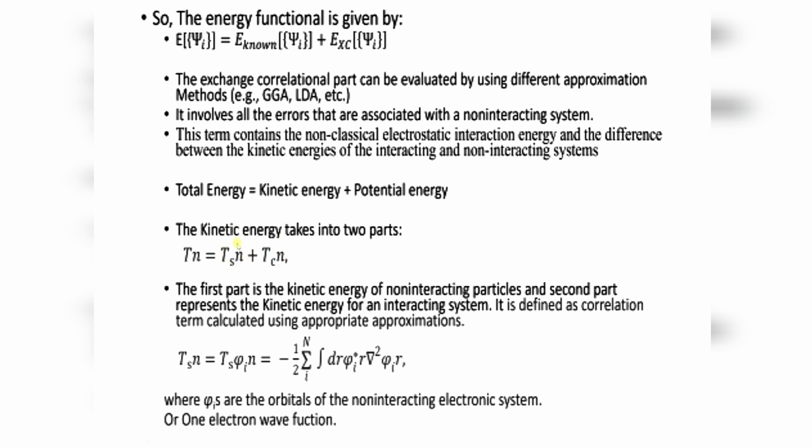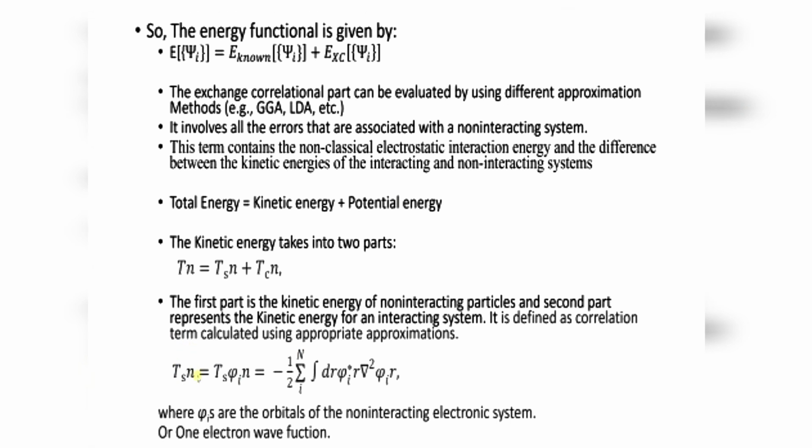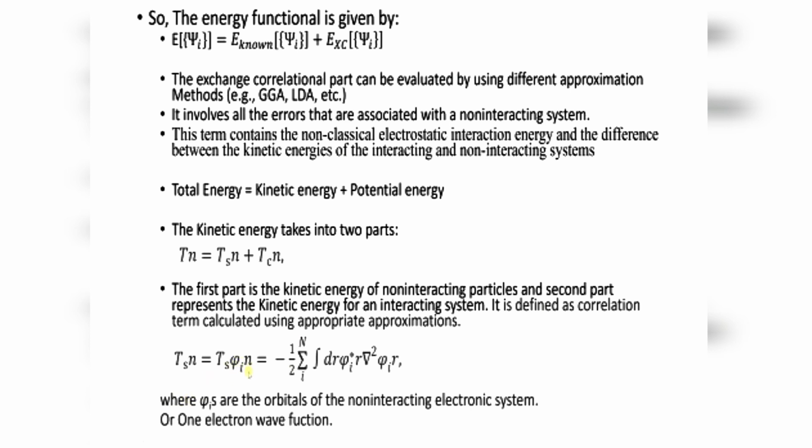And again, the first part, the kinetic energy of the non-interacting particles, can be represented by Ts[phi_i][n] equal to minus 1 by 2, summation i to N, integration dr phi_i star(r) del squared phi_i(r). This is the equation through which we can calculate the value of TSN. Again, let me mention that TSN can be calculated, whereas TCN, the correlation term, cannot be calculated, so we use approximation methods like GGA or LDA, etc. Here, phi_i are the orbitals of the non-interacting electron system. It's just a hard term to grasp; you can just say that this phi_i is the one-electron wave function, because we are talking about non-interacting particles, so phi_i here represents the one-electron wave function.